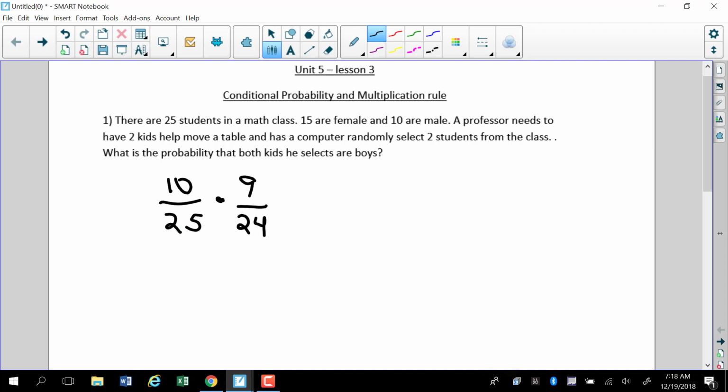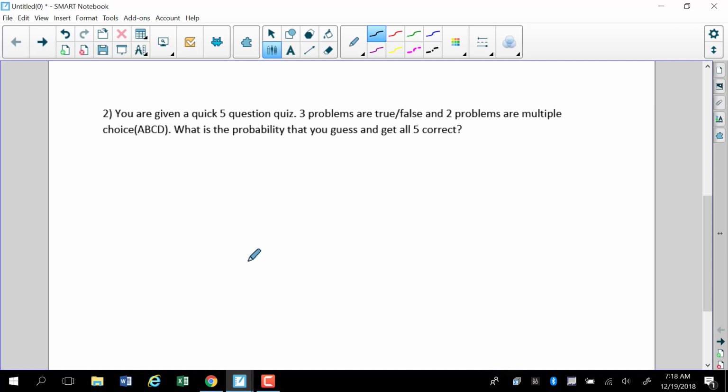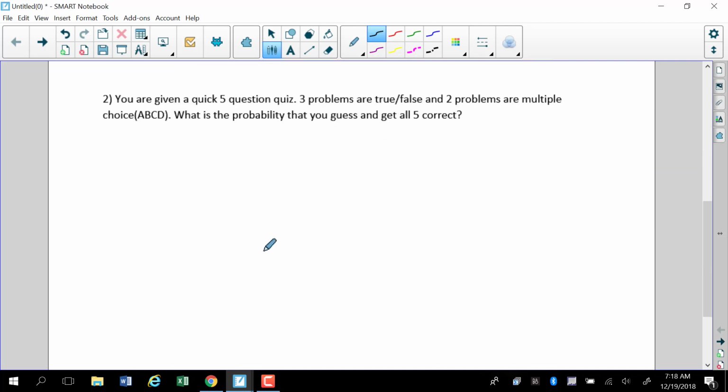We have a male up in front. We need to pick another one. 9 out of 24 are males that are left in the class, and you can multiply those two. So if you look up here, this is a situation where they are dependent. The reason they're dependent is because this outcome was affected by this one.